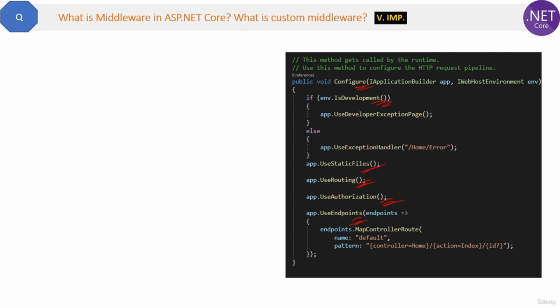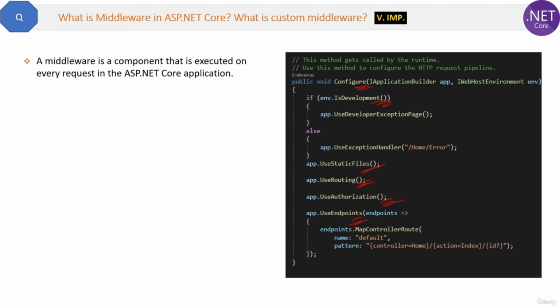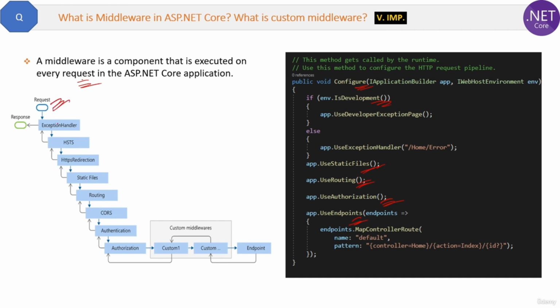So the definition is: a middleware is a component that is executed on every request in the ASP.NET Core application. So basically whenever any request comes, it will pass through all these middlewares and then it will go to the controller as per the URL, right? All these middlewares will be executed in the same sequence written here.